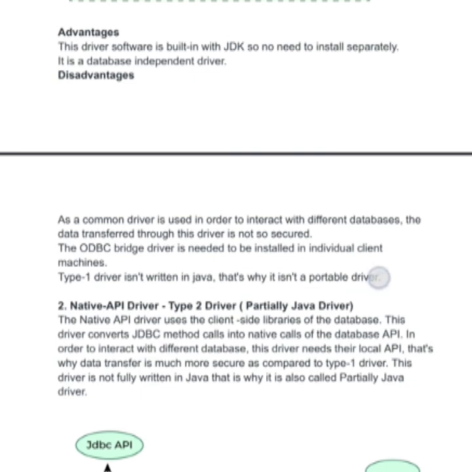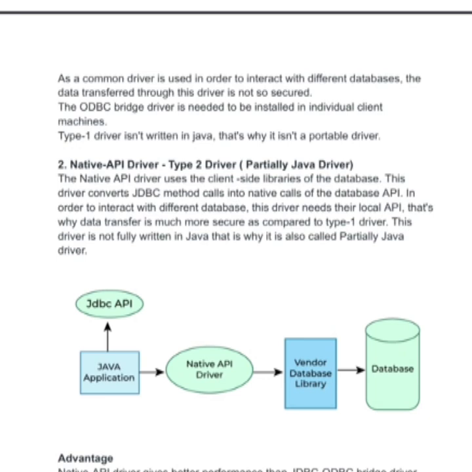Let us understand the next type of JDBC drivers: native API driver or type 2 driver. It is a partially Java driver. The native API driver uses the client-side libraries of the database. This driver converts JDBC method calls into native calls of the database API. In order to interact with different databases, this driver needs their local APIs. That's why data transfer is much more secure as compared to type 1 driver. This driver is not fully written in Java. That's why it is also known as partial Java driver.